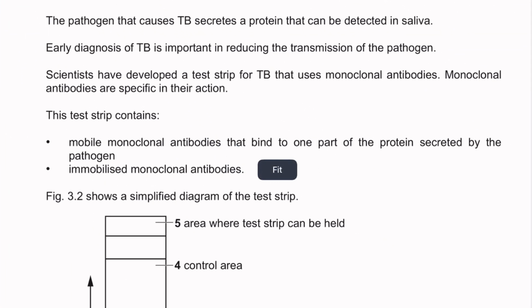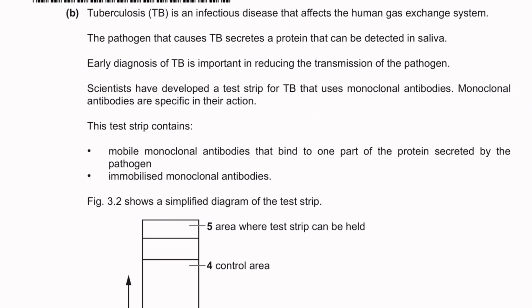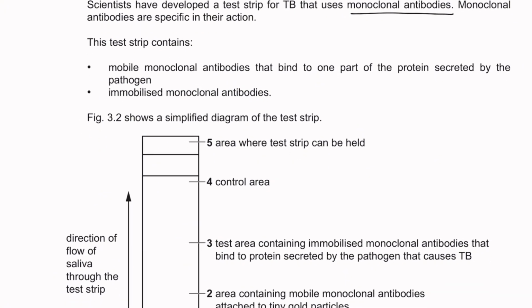B. Tuberculosis, TB, is an infectious disease that affects the human gas exchange system, and the pathogen that causes TB secretes a protein that can be detected in saliva. Early diagnosis of TB is important in reducing the transmission of the pathogen, and scientists have developed a test strip for TB that uses monoclonal antibodies, and monoclonal antibodies are specific in their action. The test strip contains the following: mobile monoclonal antibodies that bind to one part of the protein secreted by the pathogen.